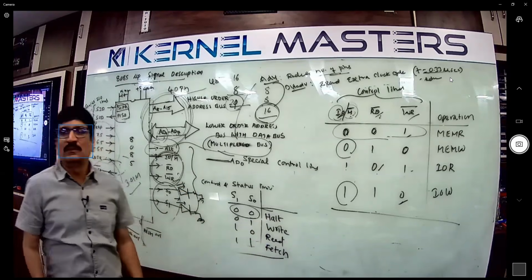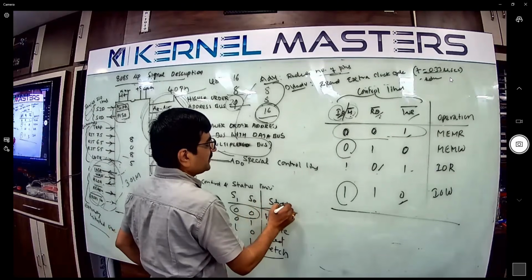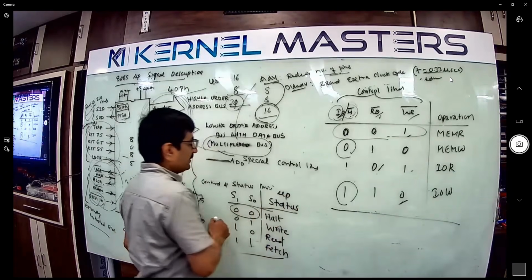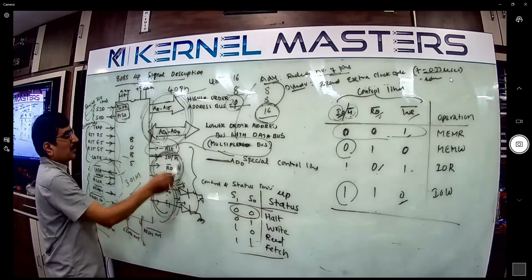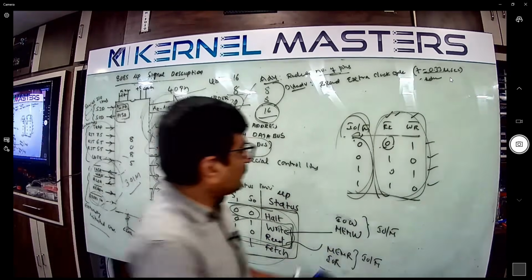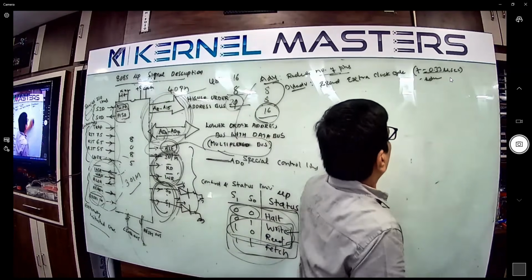The microprocessor status is indicated by which lines? S1 and S0. These two lines are status lines, and they are control lines. ALE is a special control line. How does ALE work? It also contains the tri-state buffer storage.